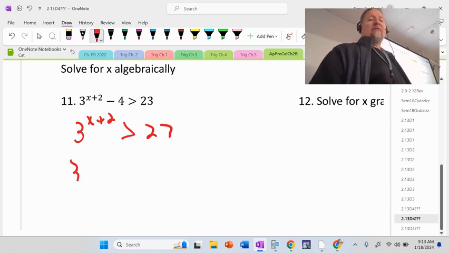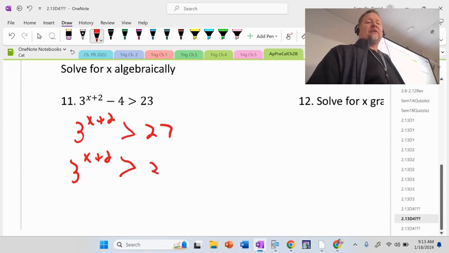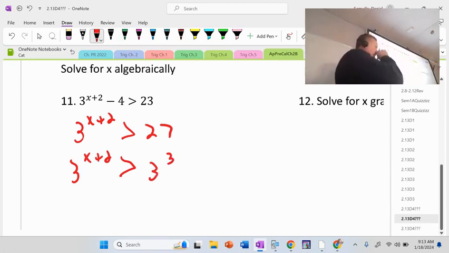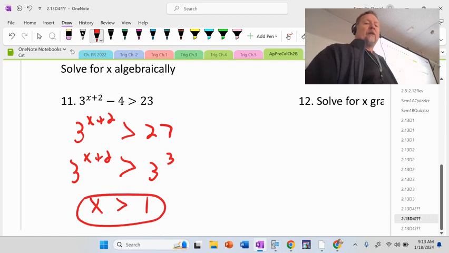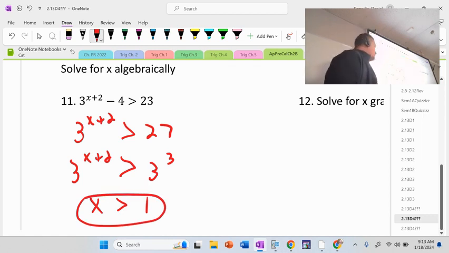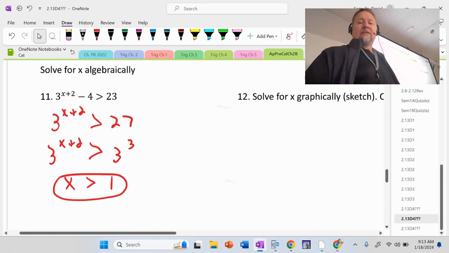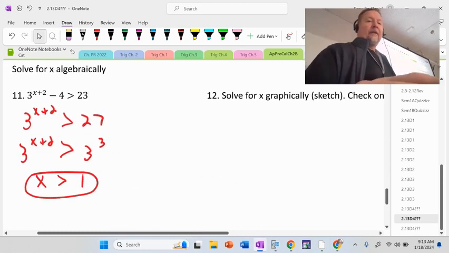Because what's 27? 3 to the what? Third. And I'm keeping my balance here. I'm keeping who's greater than who on the correct sides. Then I can drop the 3's and subtract 2. So I can expect x greater than 1 as an answer. I do want to see this graphically, how I analyze that.